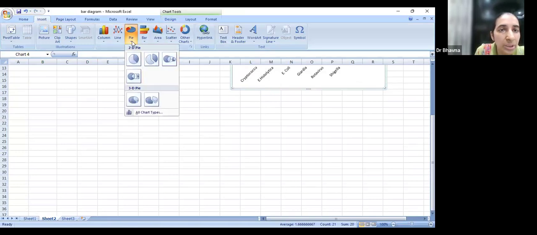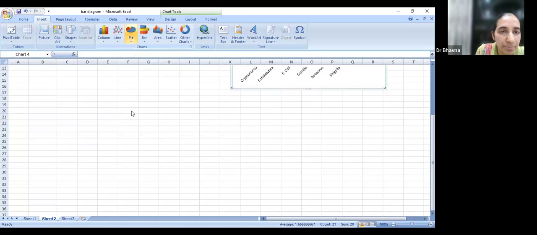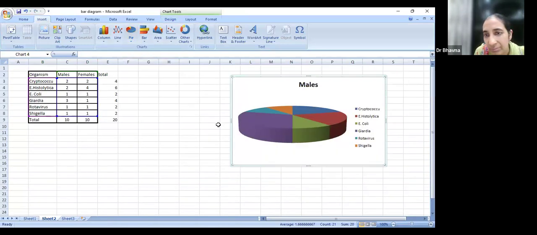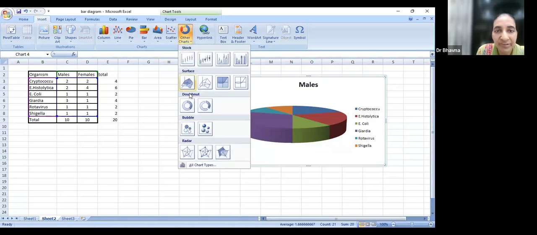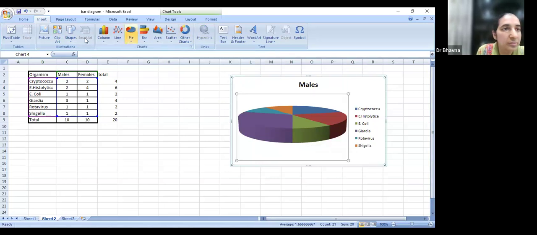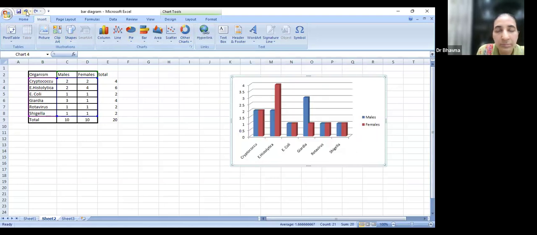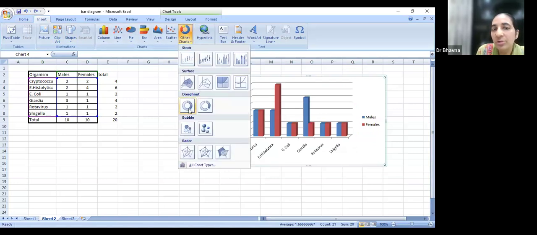We'll try a donut diagram if it is possible here, or simple pie chart. Pie chart will not be possible. Wait a second. No. This is for males. See, it is drawing a simple pie chart for males. Maybe for females we can draw again, but I want you to see a donut diagram. Yeah. See, we go to others here. I'll just delete this. Okay. We go to others, this tab, we click on it. See, this is a donut diagram.